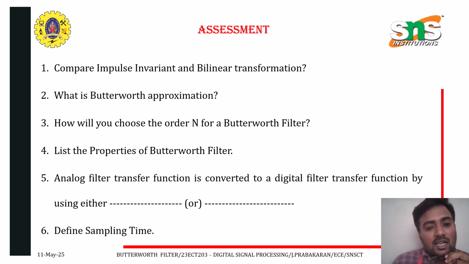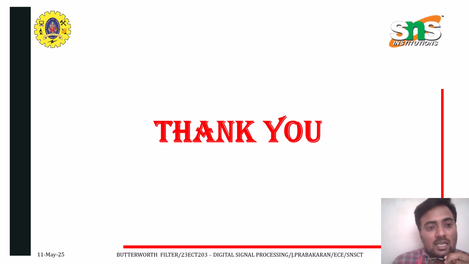And this is the assessment for this lecture. First is compare impulse invariant and bilinear transformation technique, and the second question is what is Butterworth approximation, how will you choose the order n for a Butterworth filter, and list the properties of the Butterworth filter. Analog filter transfer function is converted to digital filter transfer function by using either dash and dash, and define sampling time. This is the assessment for this lecture.